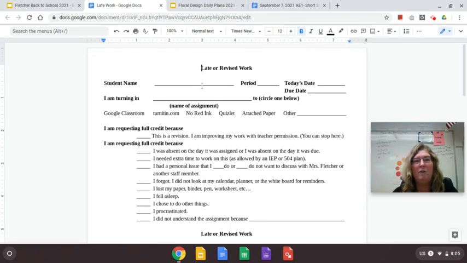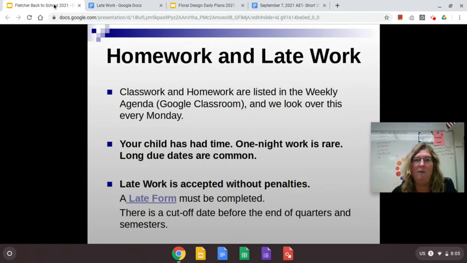I'm having them do this late or revised work form because it makes them do a little bit of self-reflection and try to figure out why they are turning things in late. It helps me to understand too: is it because they don't understand what's happening? Have they been absent? Sometimes it's hard to keep all that straight in our heads. And so this is just a method of communication, and it's a way for them to think about why they are late turning things in.